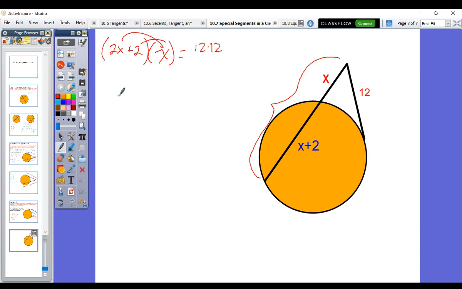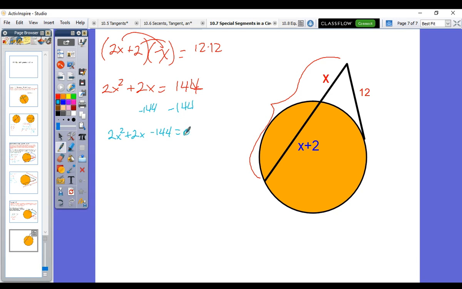So we distribute, we end up getting 2x squared plus 2x equals 144. Now here's the doozy on this one. We're going to make a little quadratic equation, and we're going to factor that. So that means we're going to subtract 144 from both sides. This 144 cannot subtract from anything on the left, so we'll rewrite this as 2x squared plus 2x minus 144 equals 0.